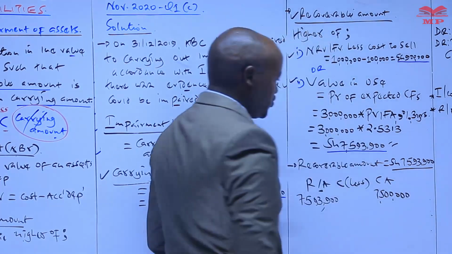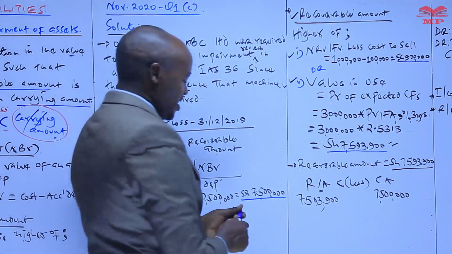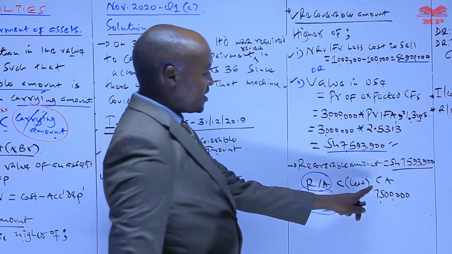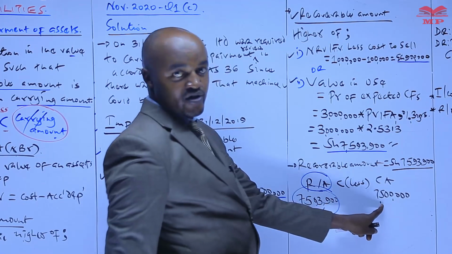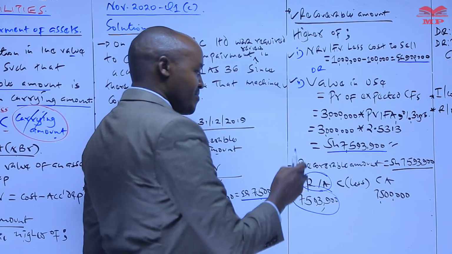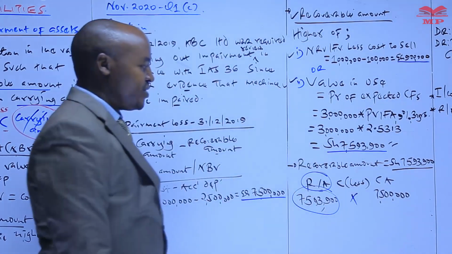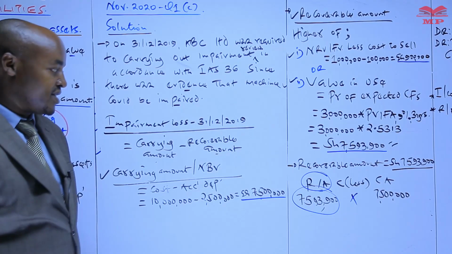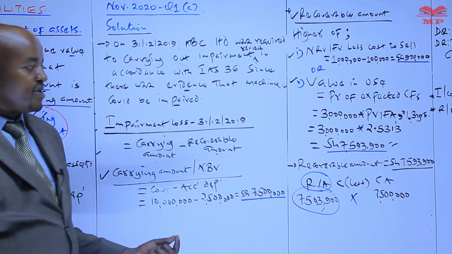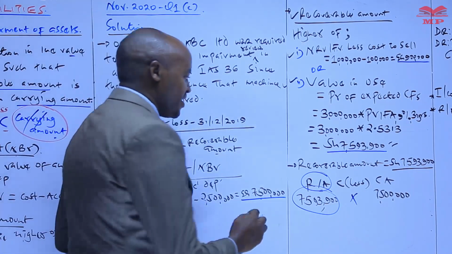7.5 million. So what we need to do is basically to check is our recoverable amount, this one, is it less than the carrying amount? Is this less than this one? No. So this one is the one which is less than this one. So therefore the recoverable amount is not less than the carrying amount. Which conclusion then do we make? The conclusion here is that this machine is not impaired. Why? Simply because the recoverable amount is not less than carrying amount. So therefore, that is the answer here.